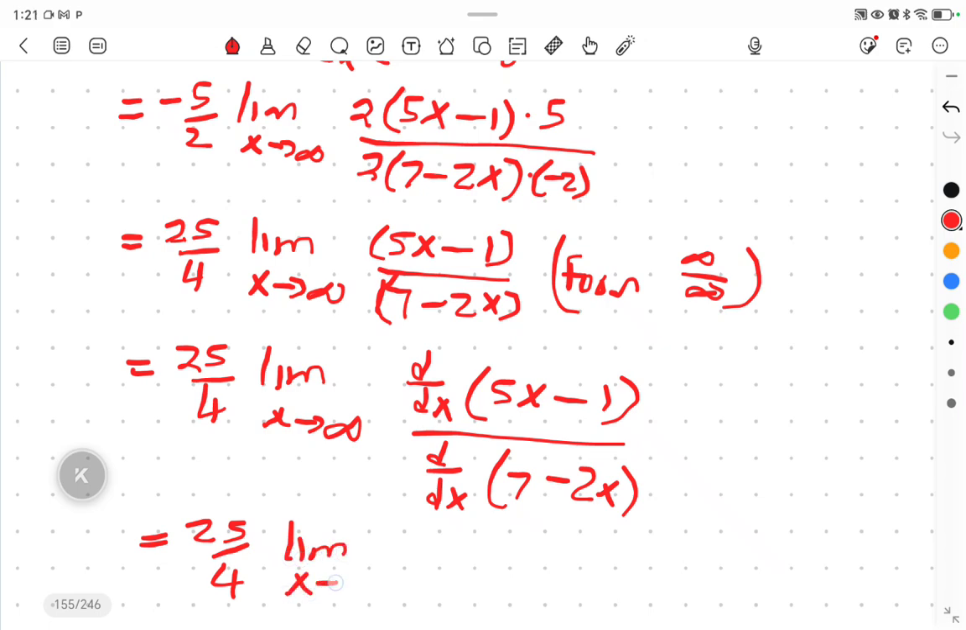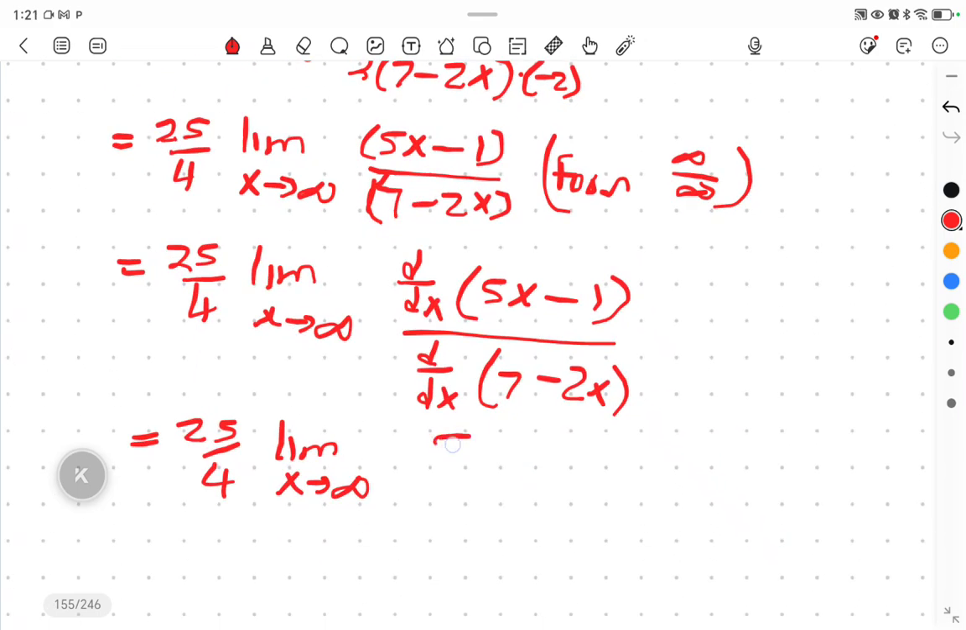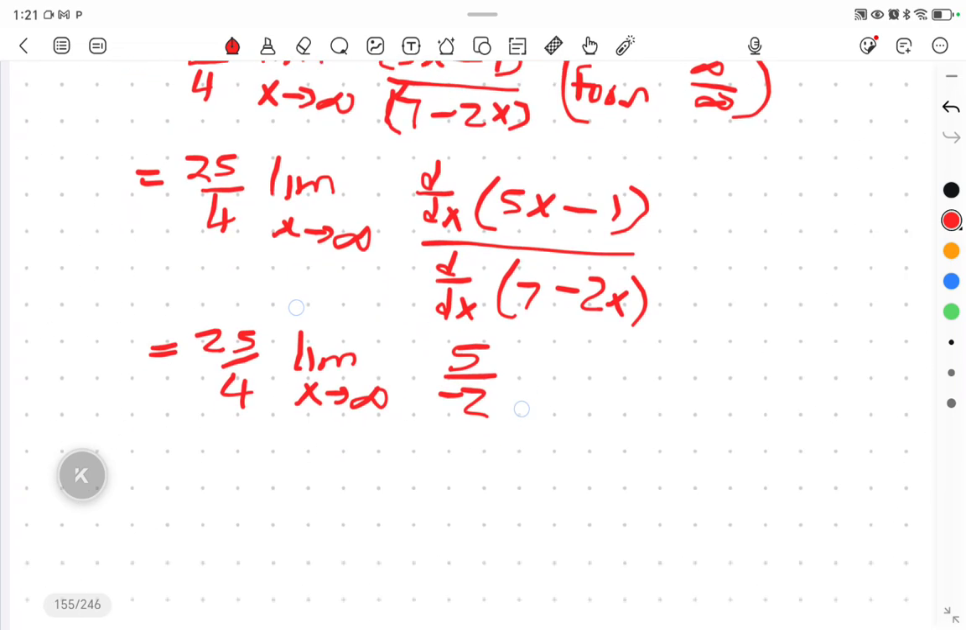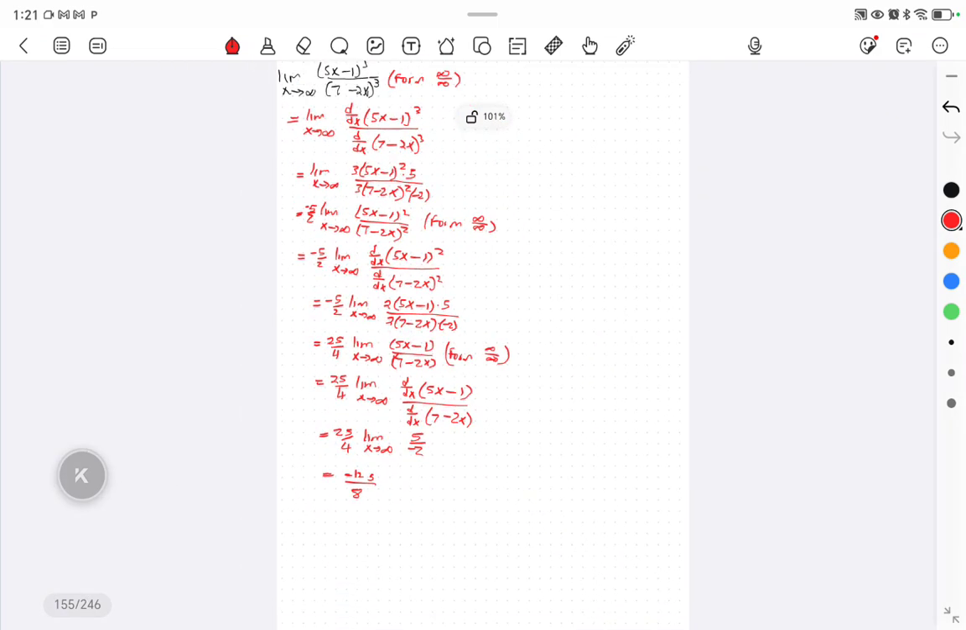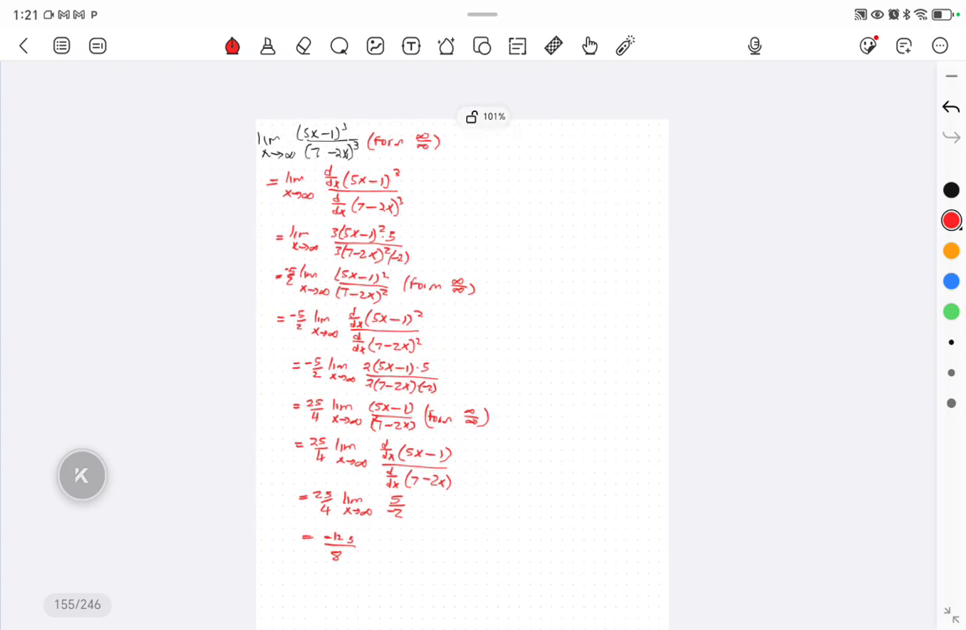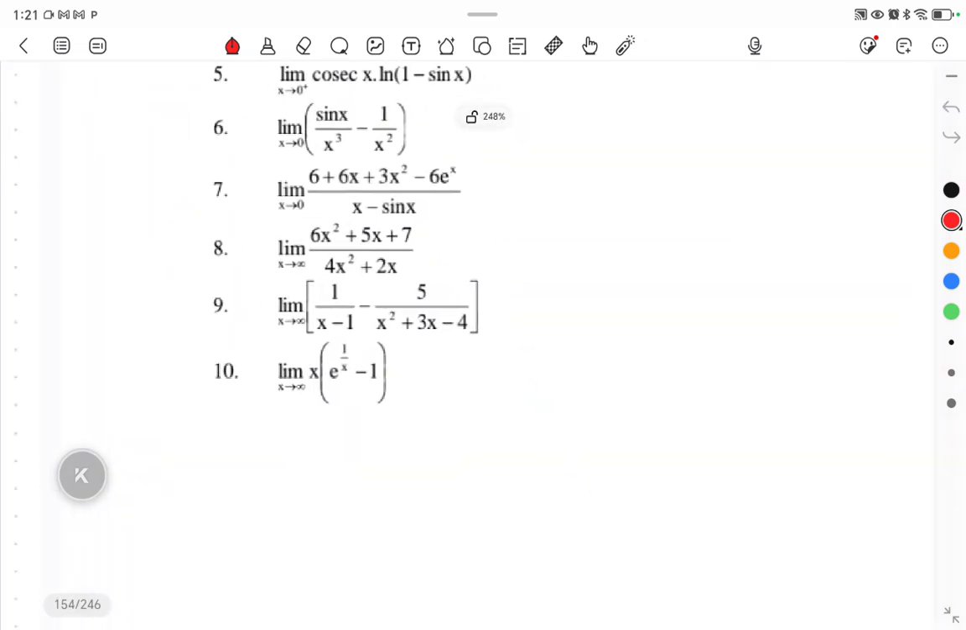So the limit as x approaches infinity. If I derive this, I'll get 5 over minus 2. You see, right? Then if we get 5 times 25, it means that we're going to have minus 125 over, and then 4 times 2 is 8. So this is the solution. So it means that the solution to this is that. So, any question on that?